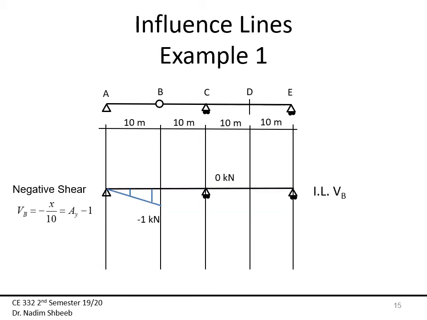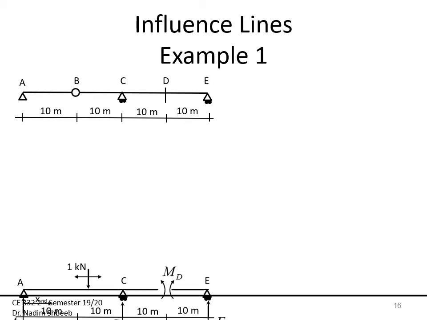I can plot VB directly, so VB was 1 minus x over 10, or it was simply AY minus 1, right? So if I only drew AY, then I can do that, and we know that the influence line for VB was equal to 0. Okay, so now let's move on to the moment at D.